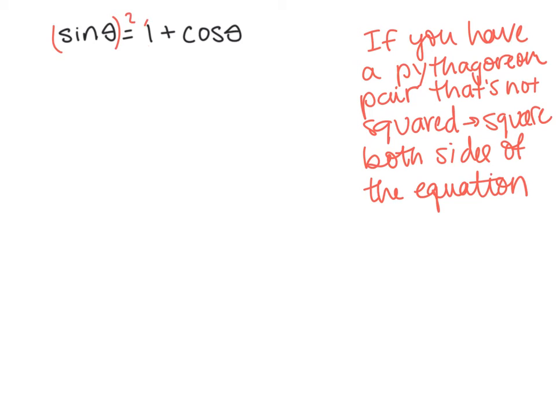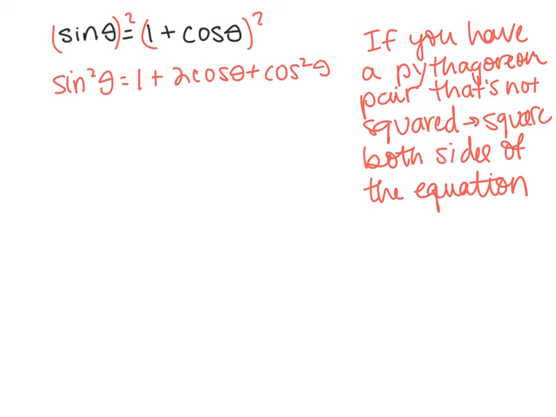So square the left side, square the right side. The left side very simply just turns into sine squared of theta. The right side, keep in mind you need to FOIL this out. So 1 plus cosine times 1 plus cosine. That square does not just distribute in. And this turns into 1 plus 2 cosine of theta plus cosine squared theta.